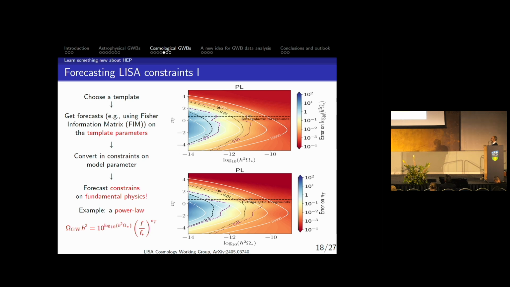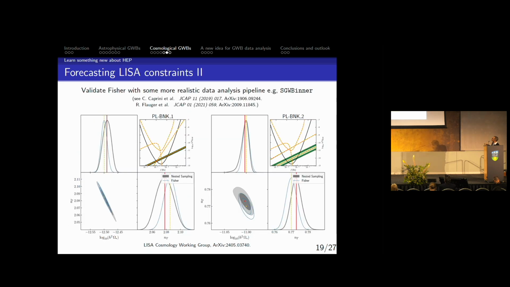So these two plots show how well you would constrain the two template parameters for different injections. Blue means bad, red means good. So depending on the injection, if the signal is loud and quite tilted, you can measure these things pretty well, no surprise. These two crosses correspond to these two guys, where we checked that indeed Fisher results match with results obtained with some nested sampler.